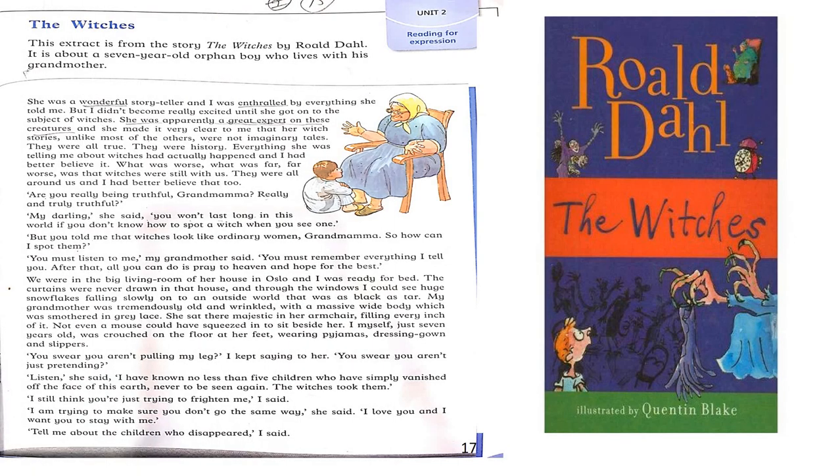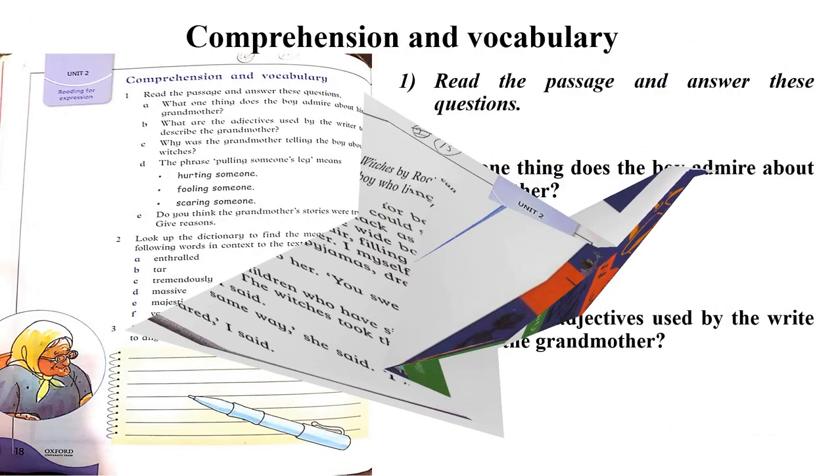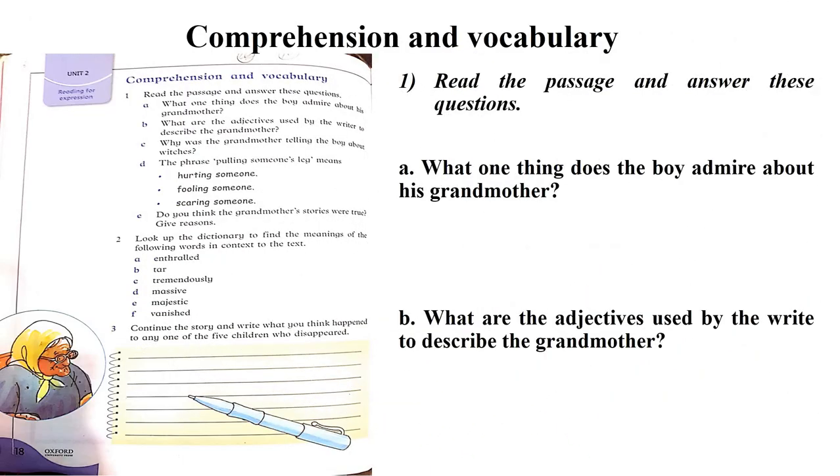On page number 17, we have a story about witches, written by Roald Dahl. In the story, a grandmother is telling her grandchild about the witches and their existence. Students are supposed to read the story carefully, and on the next page, page number 18, they are supposed to answer the questions.